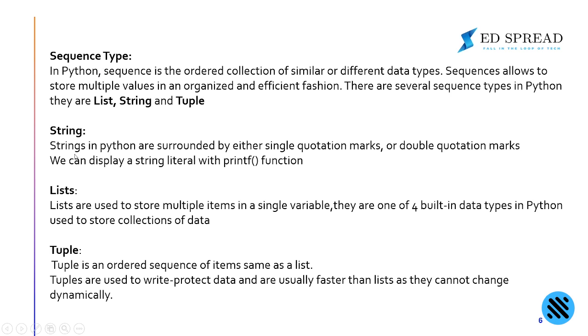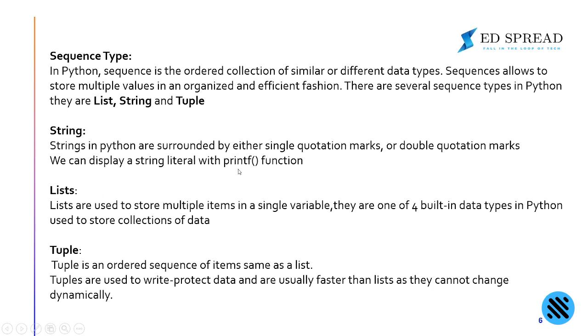So let us see what a string is now. Strings in Python are surrounded by either single quotation marks, double quotation marks, or even triple quotation marks. A string is nothing but anything we can write under single quotes, double quotes, or triple quotes, so it will be stored as a string. Strings are used for names, etc. We'll be seeing all these things in Visual Studio Code in a few minutes.